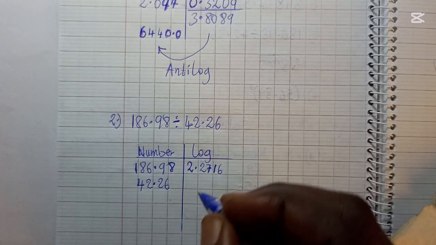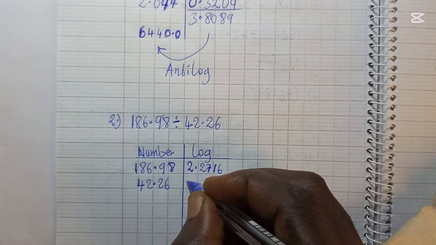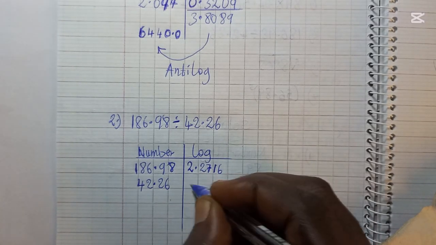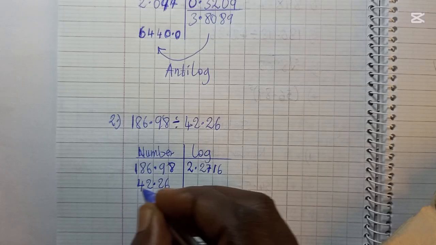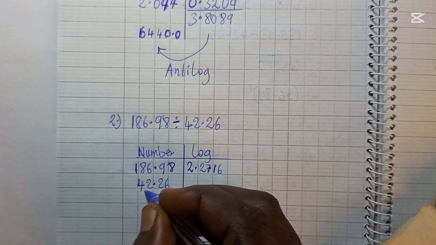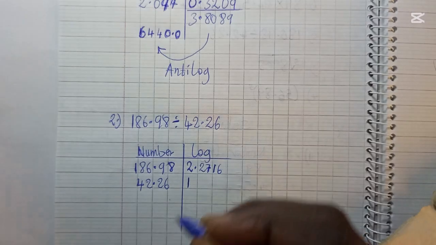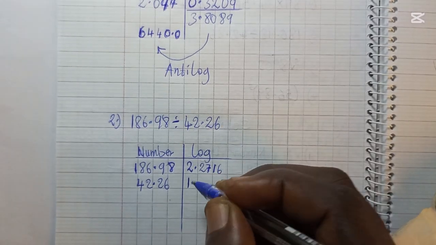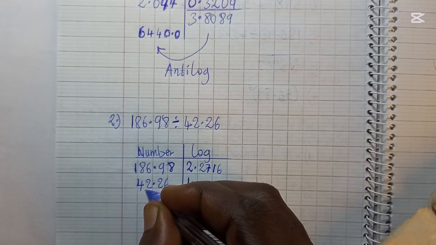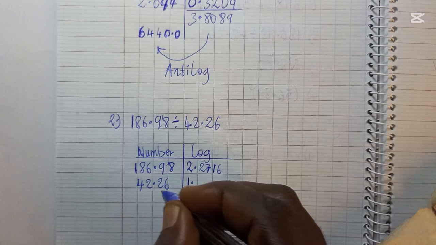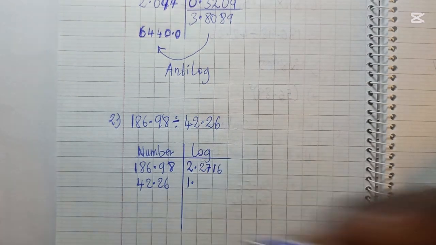42.26. Now to get the characteristic side, the whole number side of this logarithm, we have 2 digits here. 2 digits minus 1 will give us 1 point. So now we'll do 42 under 2, difference 6.